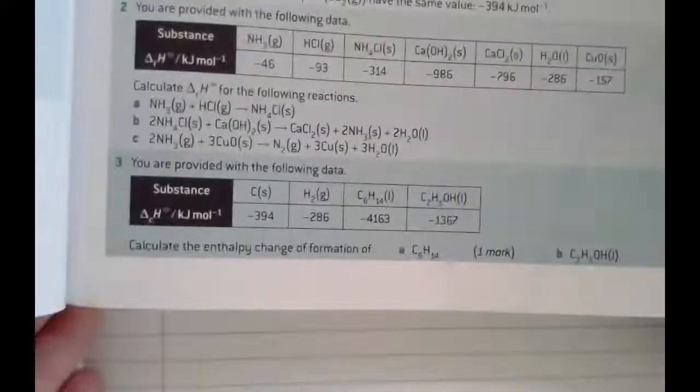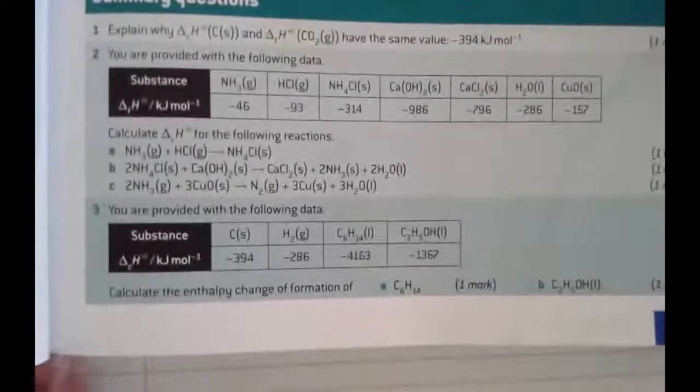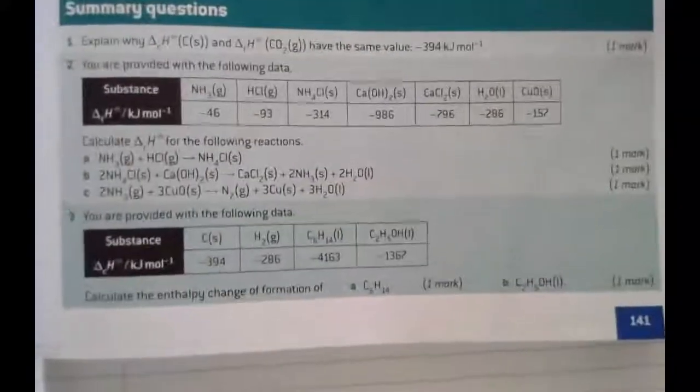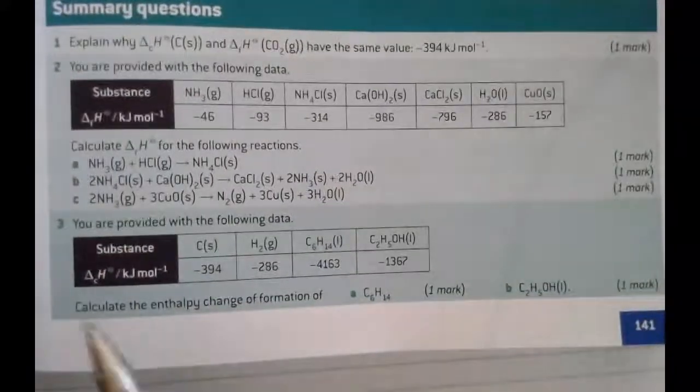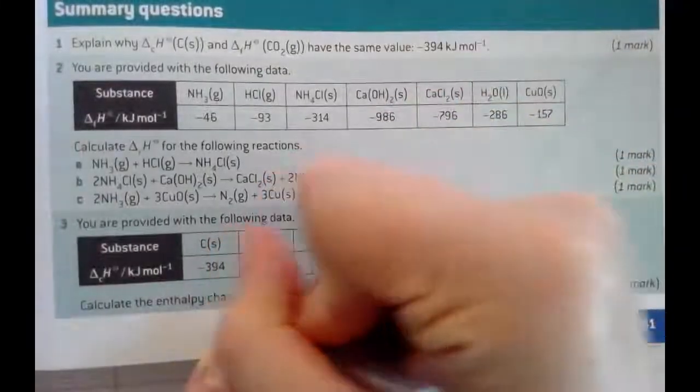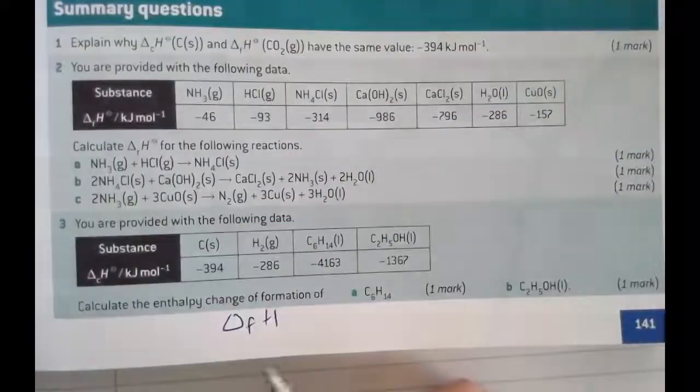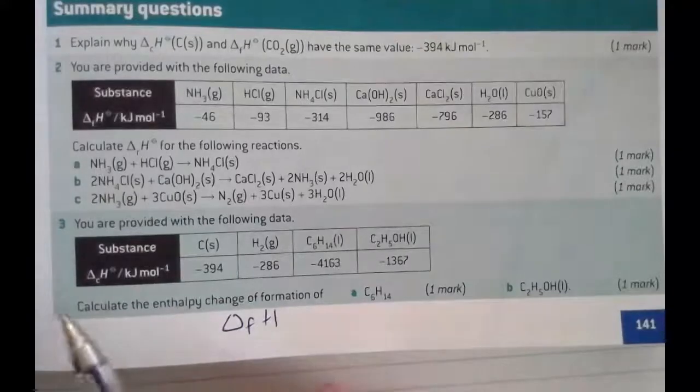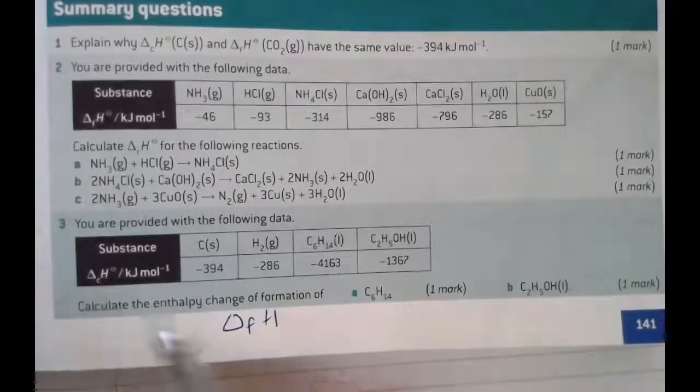Okay, so having a look at 3, one of the main differences you'll notice is you're not actually given an equation, you're expected to construct your own. So you're asked to calculate the enthalpy change of formation, that is delta FH, that's what you're asked for, and you're given the enthalpy change of combustion.